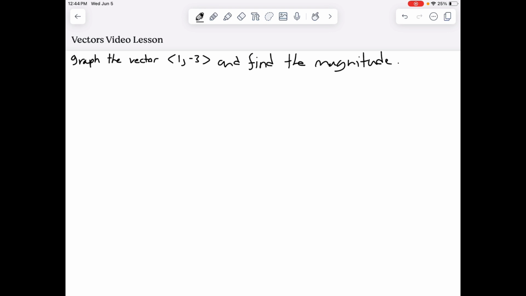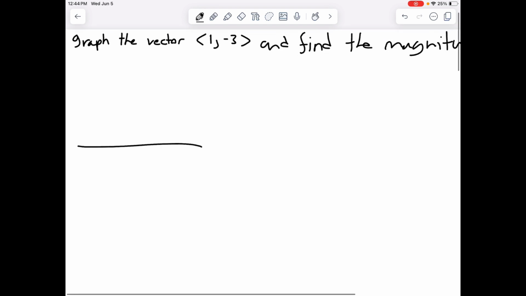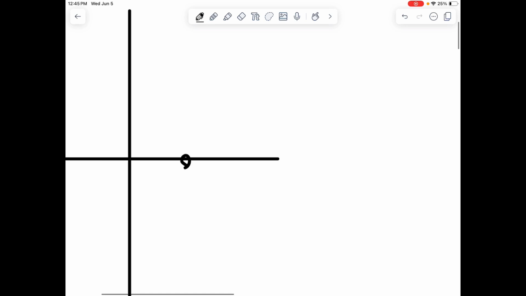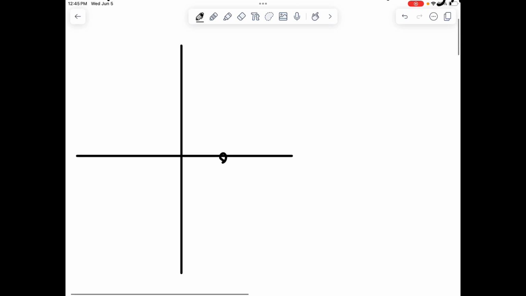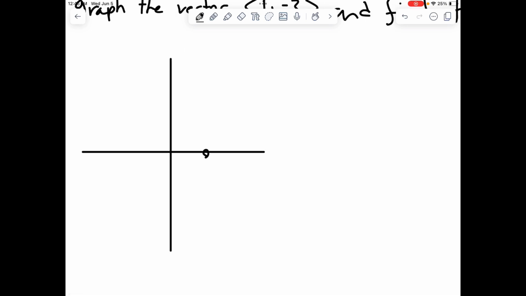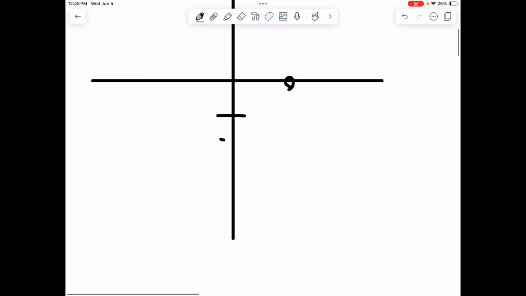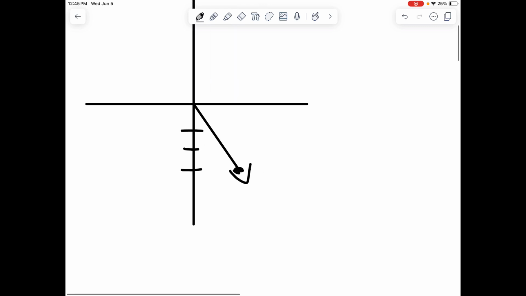All we need to do is plot the x-coordinate over by 1, which I'll do right now. It would be right here. We don't need to plot this, but just save it in your mind. The y-coordinate is negative 3, so we go down 3: 1, 2, 3. And there you go, that is the vector. Make sure you add the arrow, so you indicate that it's a vector, not a line.